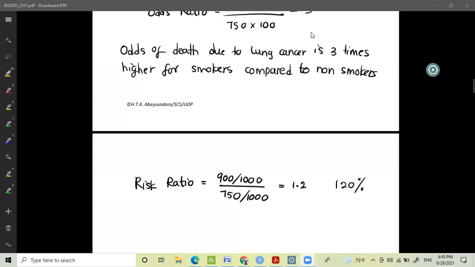Yes, that is okay. You can explain that smokers are prone to lung cancer 1.2 times compared to the non-smokers. That is one way to say it. You can say smokers are at risk of dying from lung cancer 1.2 times compared to non-smokers. When you say 1.2 times, it is kind of blurred. You can't get the idea very clearly, right?